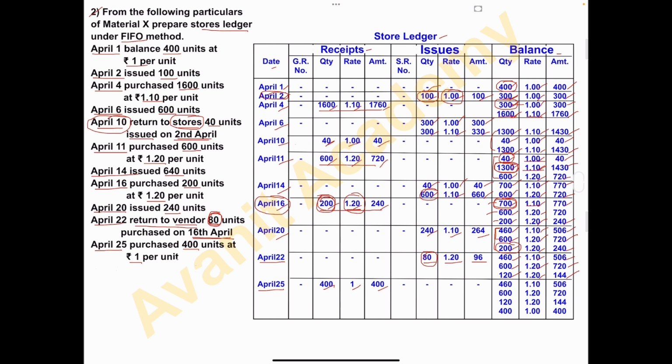First we'll write the previous stock as it is: 400, 1.10, 506.